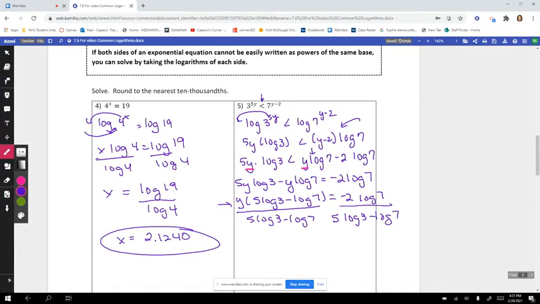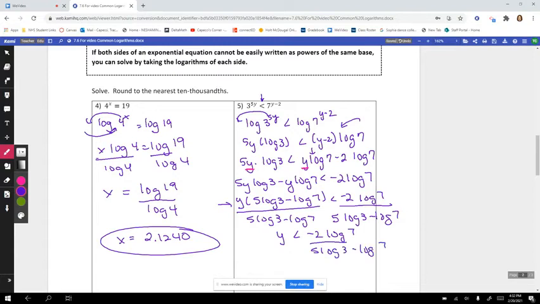And that's all going to equal to, oh, not equal, sorry, I have to go back. I just had a habit, I put an equal sign, so we'll just fix that real quick. That's less than. So in the end, I have y is less than negative 2 log of 7 over 5 log of 3 minus log of 7.